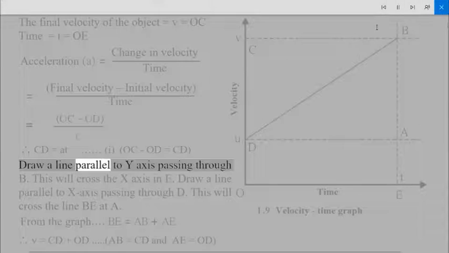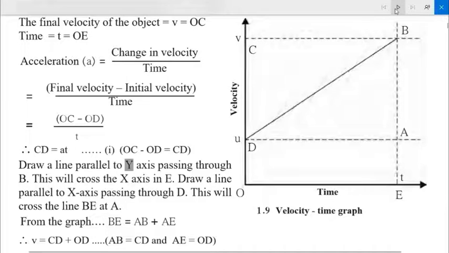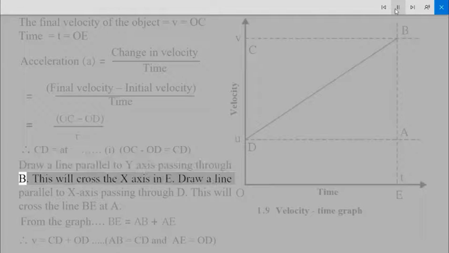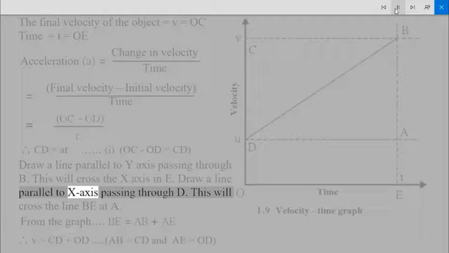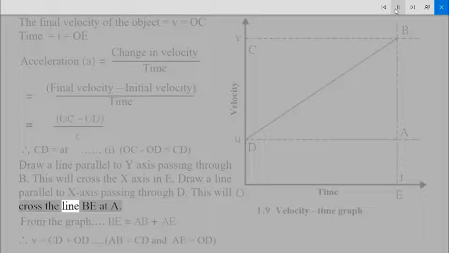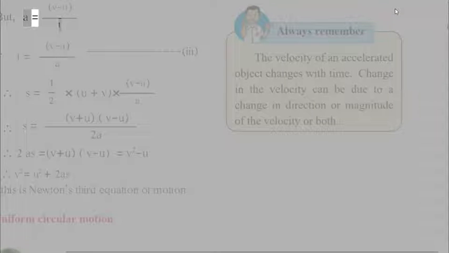Draw a line parallel to the y-axis passing through B. This will cross the x-axis in E. Draw a line parallel to the x-axis passing through D. This will cross the line BE at A.